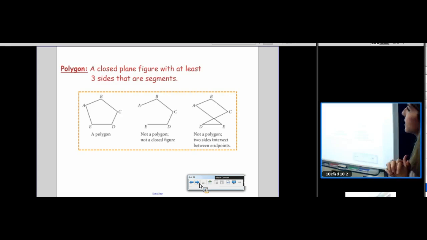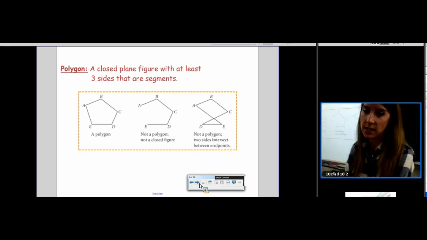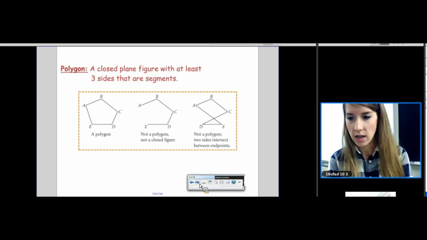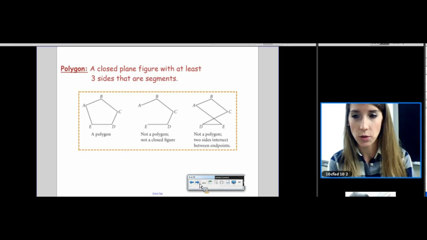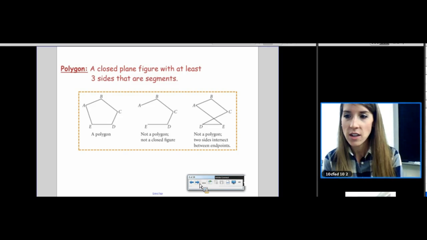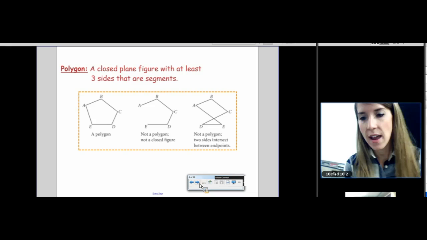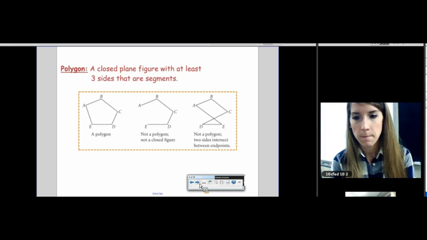Write down in your notes what a polygon is. The definition of a polygon. This definition has a lot of good words in it. They are each important. It is a closed plane figure with at least 3 sides that are segments.